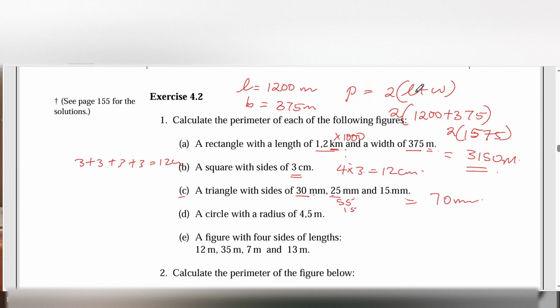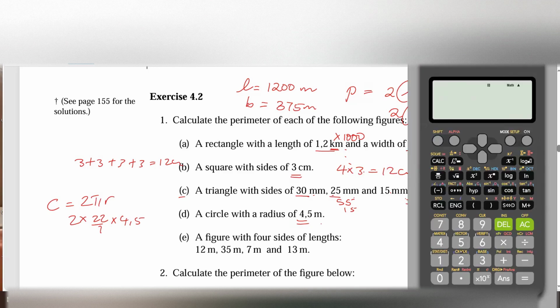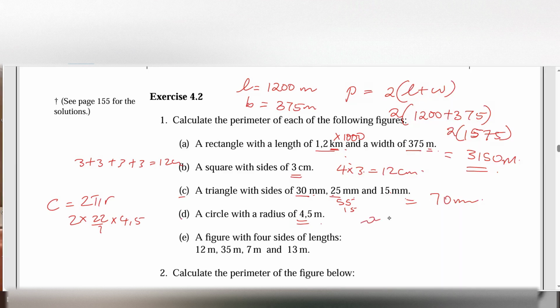Okay, and then next, we have a circle that's having a radius of 4,5. So with a circle, we say circumference is 2 pi radius. So 2 times 22 over 7 times the 4,5. Let's see. So 2 times 22 over 7 multiplied by the 4,5, we are getting 28,29. It's approximately 28,29 meters.